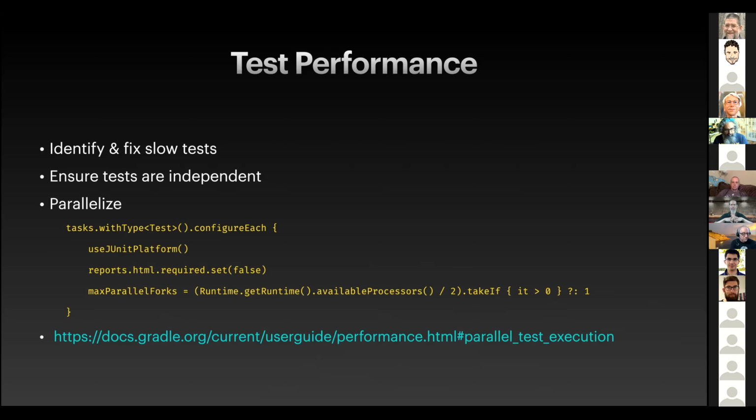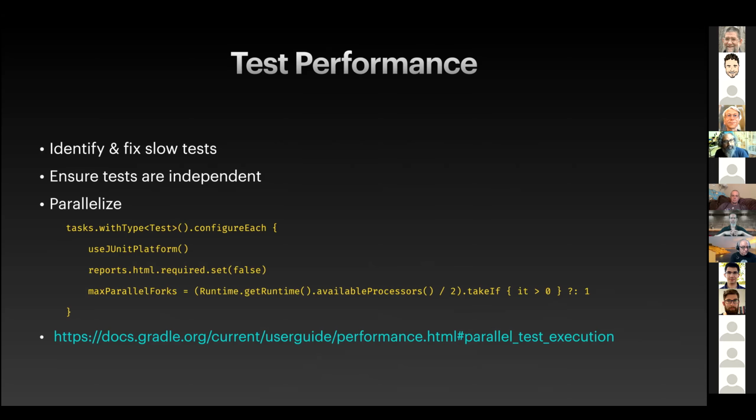There's also a line in here that says reports.html.required set to false. By default, the test runner will create HTML reports. If you never look at HTML reports, why bother having them? You can just set that to false, and that'll probably save you half a second or something like that. So every little bit counts, I think. And then assuming that you're using JUnit, useJUnitPlatform is the way to go. I don't think that it does anything for performance, and it's really not appropriate here. It doesn't have anything to do with parallelization, but that's just the configuration for JUnit tests.